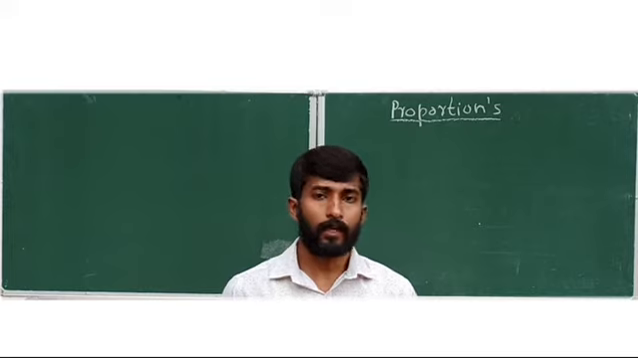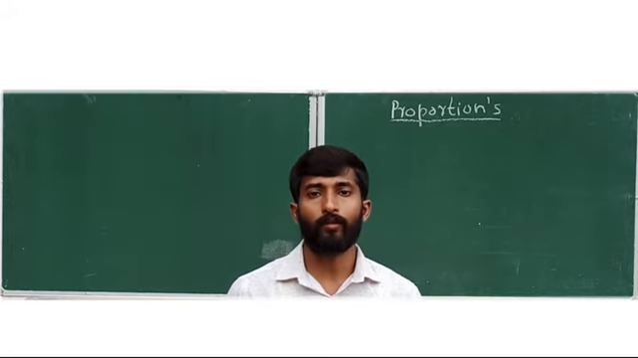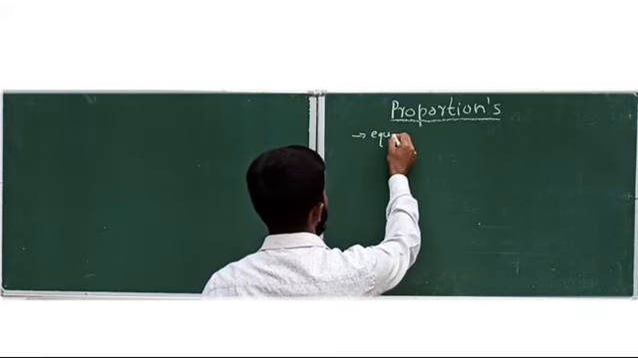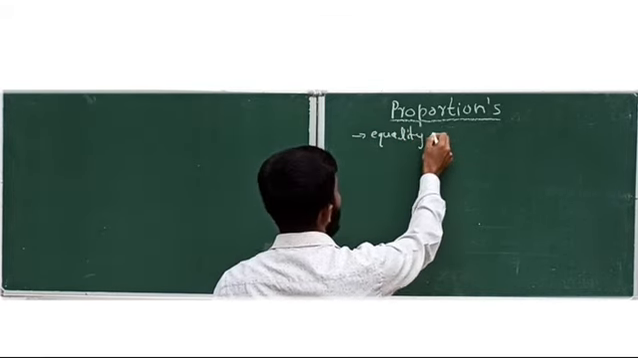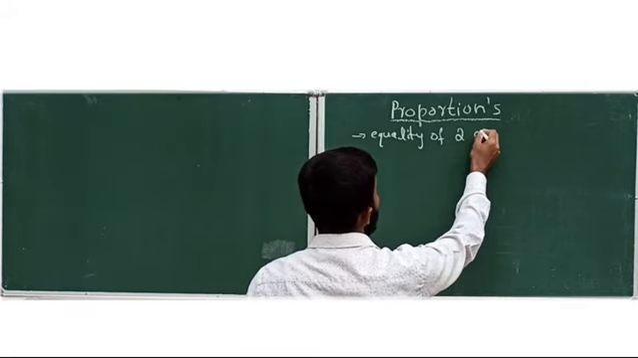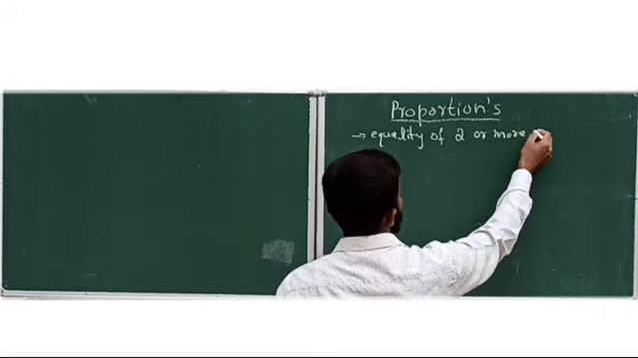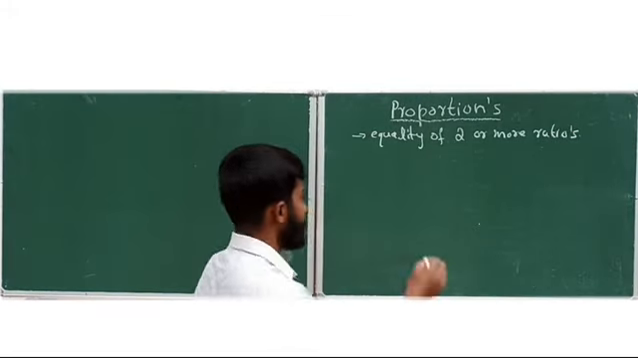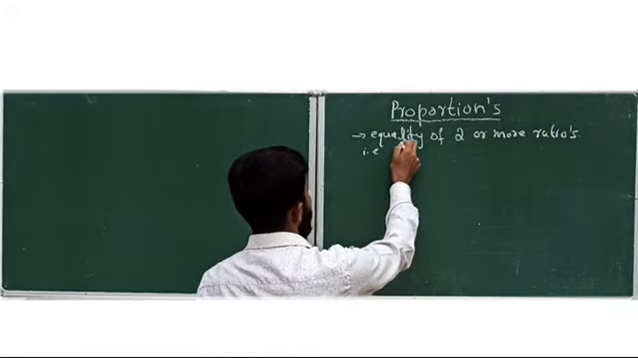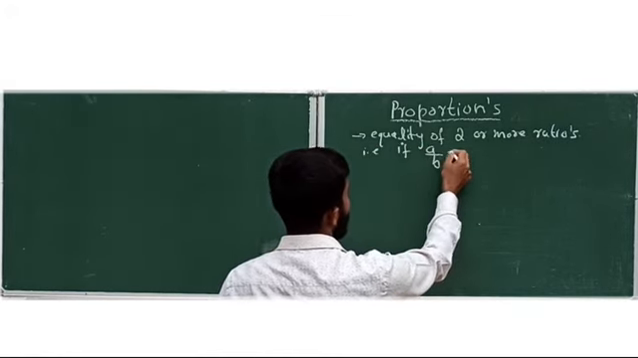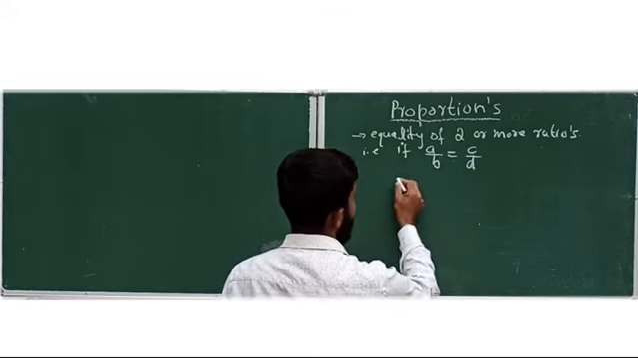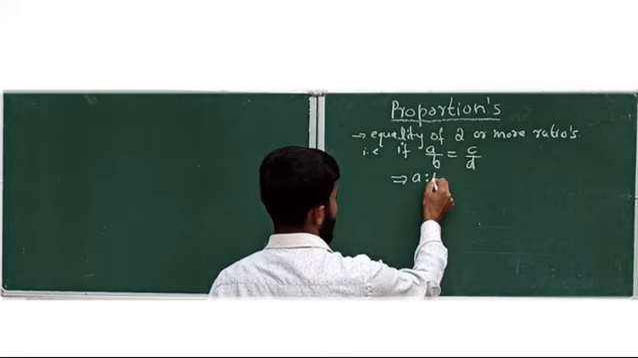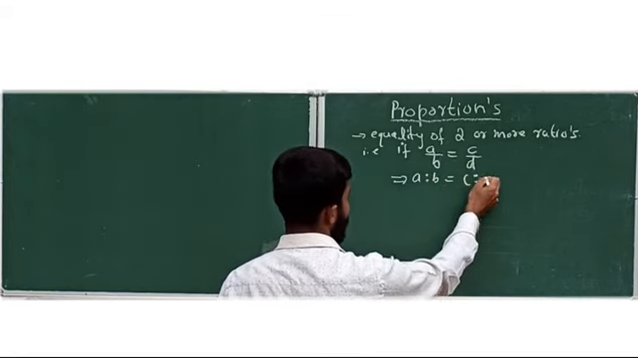Basically, the proportion term represents equality of two or more ratios. It is if A by B is equal to C by D. That implies, what's the meaning of fraction A by B? A ratio B is equal to C ratio D.